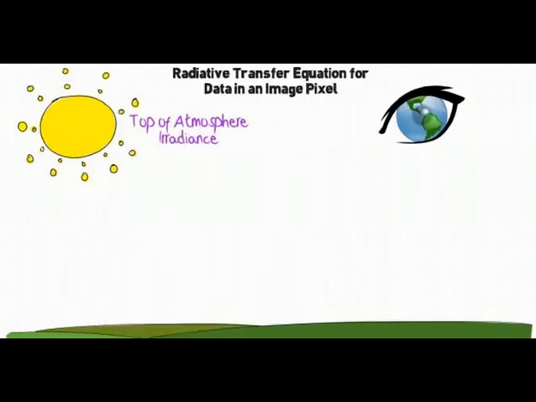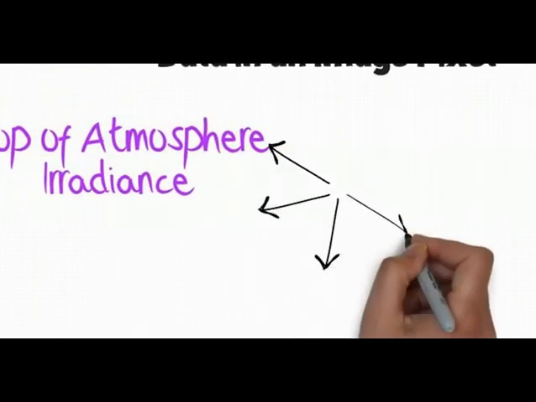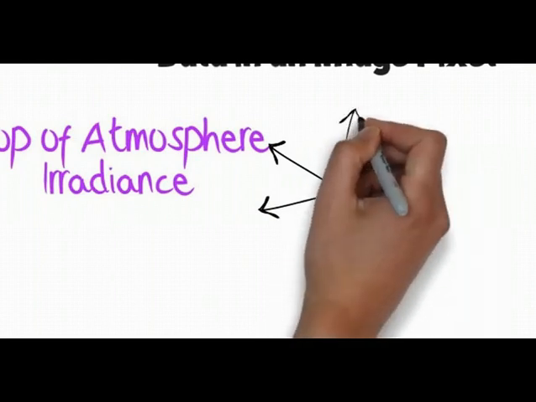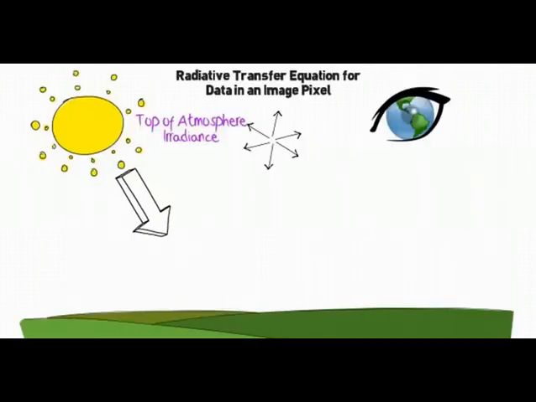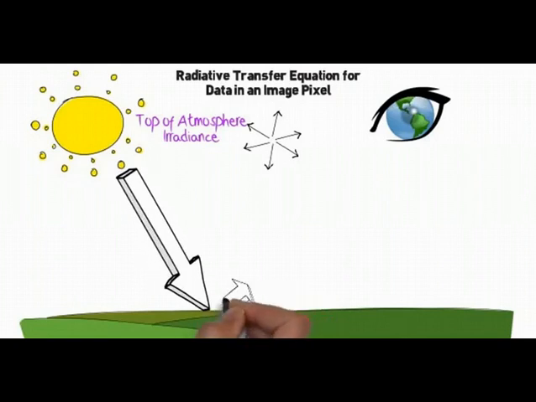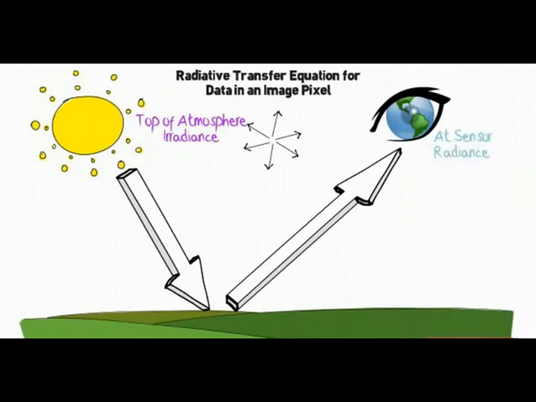From the sun, we start with all the irradiance or energy that's available at the top of the atmosphere. Irradiance is a term that refers to energy at all angles or directions. Some of this energy radiates down to the surface of the Earth, which will then bounce off individual features and eventually reach the sensor to be recorded as radiance. Radiance has a specific angular component.